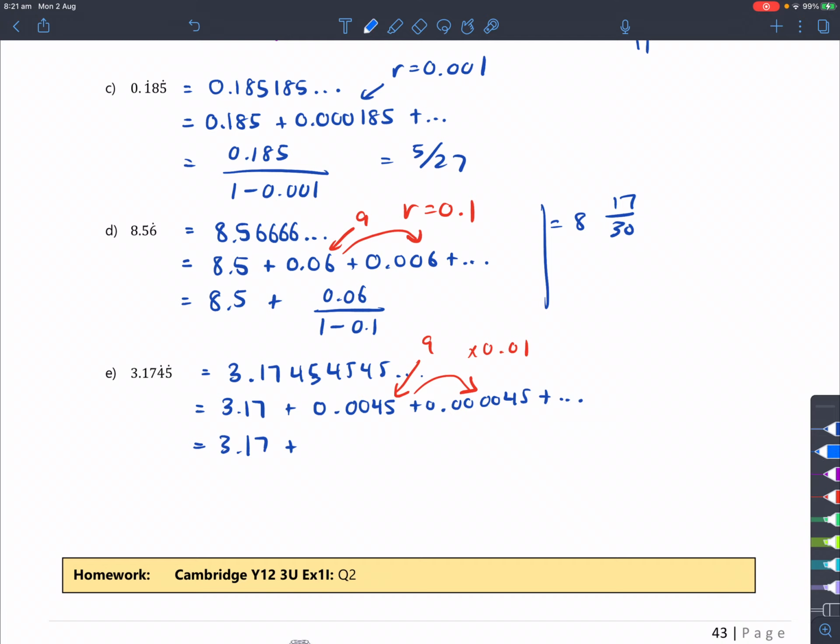So our a value will be 0.0045 over 1 minus the ratio, which is 0.01. Doing that on my calculator, let me just double check what that gets us. Yep, so it gets me that decimal. And as a mixed numeral, it will be 3 and 48 out of 275. And that's it for today's lesson.